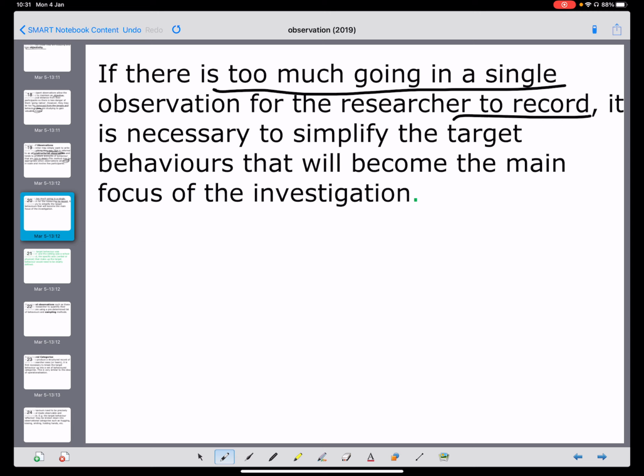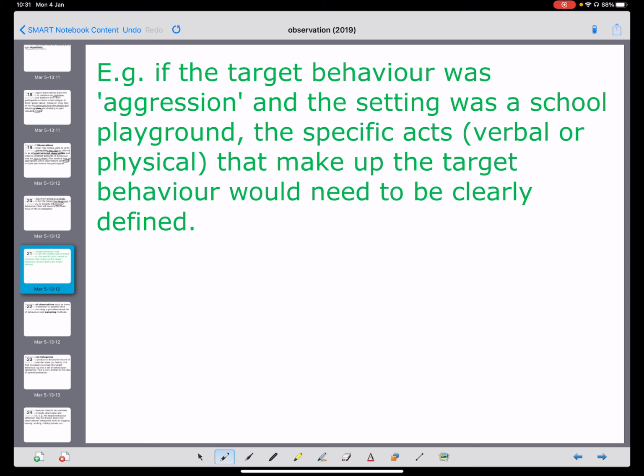And so therefore I need to perhaps try and find a way of targeting the behavior that I'm particularly looking at. Okay, so for example, I might look at a targeted behavior of aggression, but I need to be a little bit more clear on this, because we might need to decide whether we're looking for verbal or physical aggression. And so we see with unstructured that it can suddenly become quite difficult to figure out what exactly is the purpose of the observation.